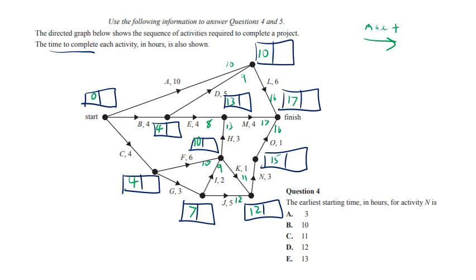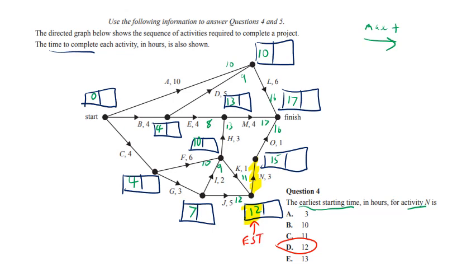But the question is actually asking, what is the earliest starting time for N? Now, grab my highlighter pen. Where's activity N on this diagram? It is here. So if we look at the box at the beginning of N, this number here, we can see it is 12. And that means that the answer is D, 12. Remember, the earliest starting time is this first box. The first number in your box is your EST.